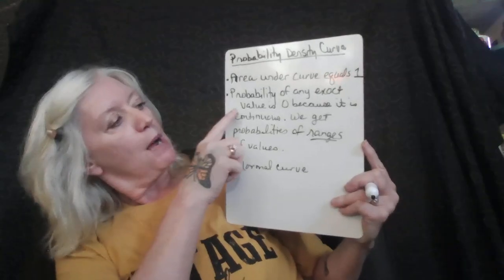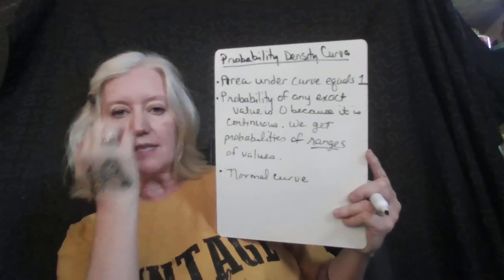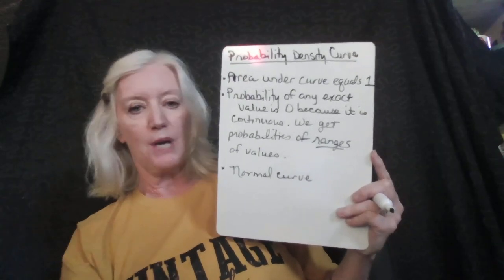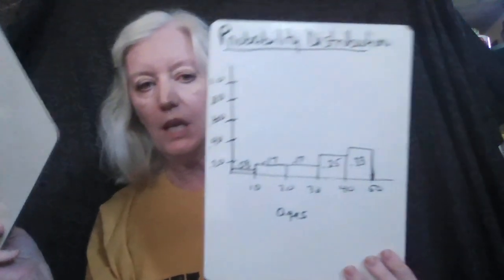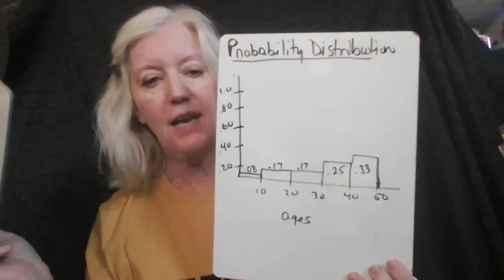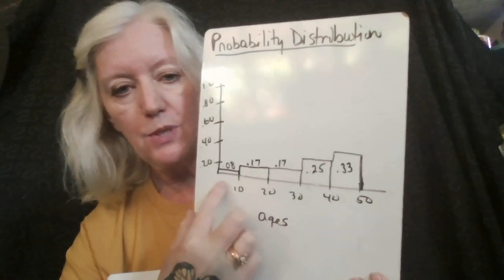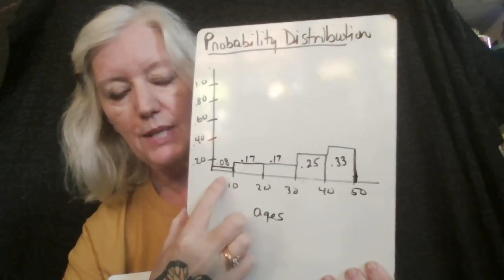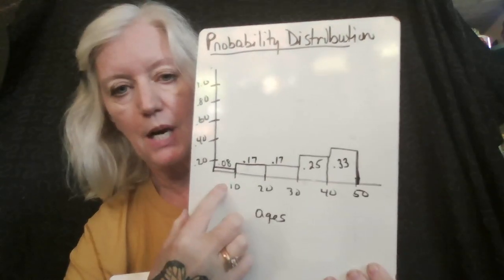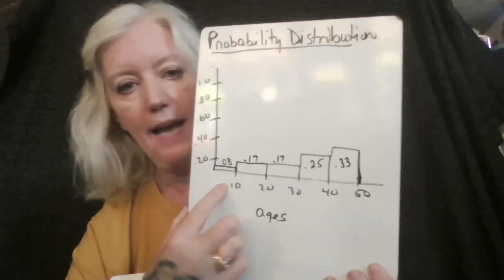Okay. Now, the probability of any exact value is 0. That seems weird, but if I said, what is the probability of 5 in this graph right here? It's actually 0, which is kind of weird because I do have somebody who is in this bar between 0 and 10 years old. 0.08 or 8% of the people are in this bar. But yet if I say what percent of the people are 5 years old, I have to say 0.